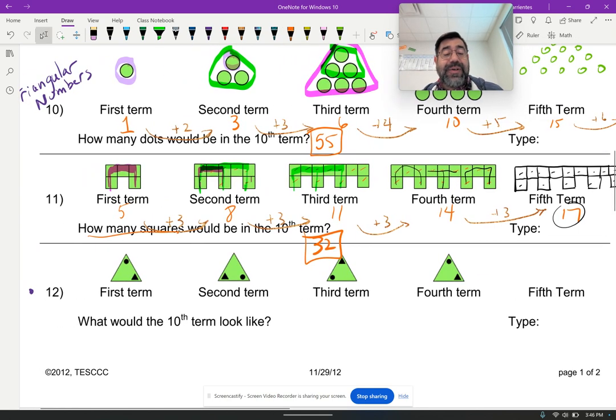When we get to number 12, I'm going to ask you to do number 12. Number 12 is not necessarily adding objects, but there is a pattern here with these 4 triangles. Can you draw the fifth triangle? And then can you figure out what the 10th term triangle would look like? Go ahead and work on that with your partner and see if you can figure that out.